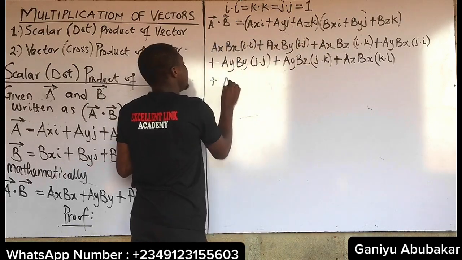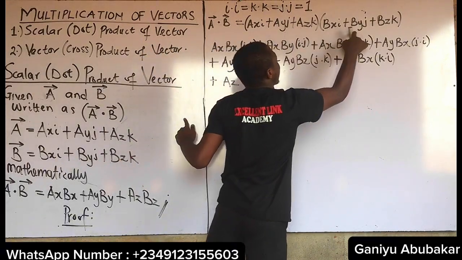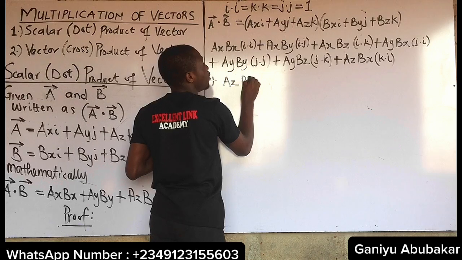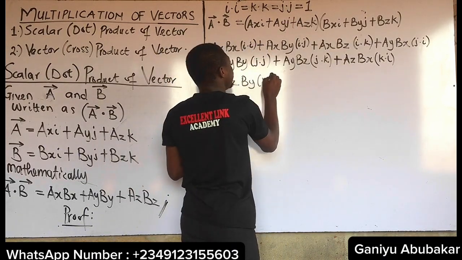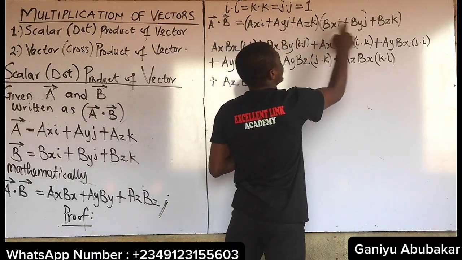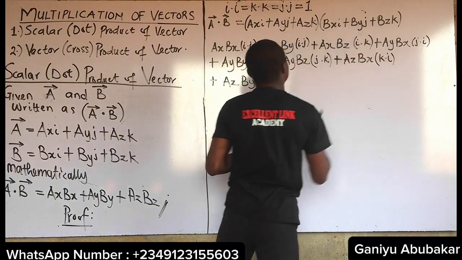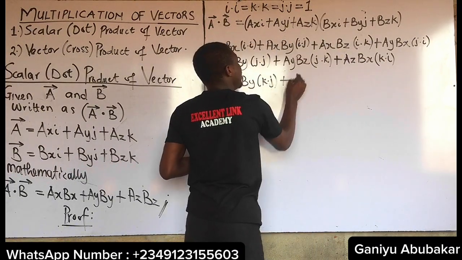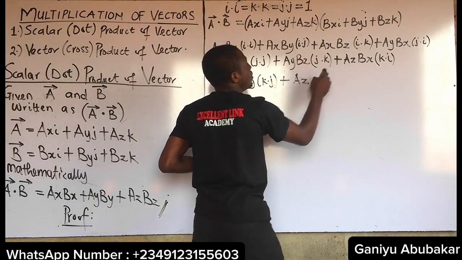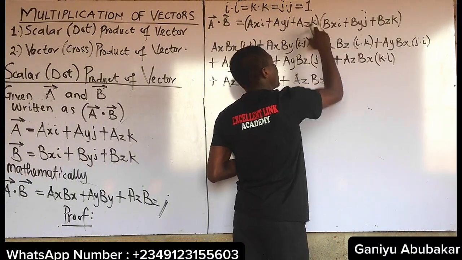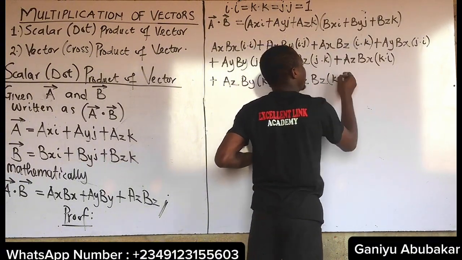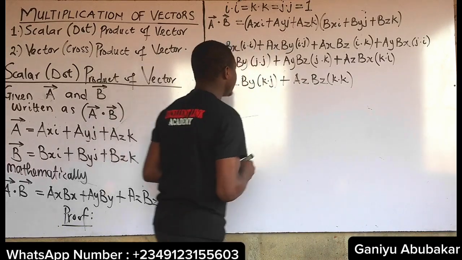I'll have AZ times BY, into K dot J. I have K dot J. Use this to multiply this one. Finally, I'll have plus AZ multiplying BZ. So this is into K dot K, as you can see.